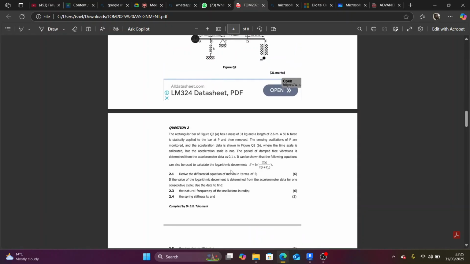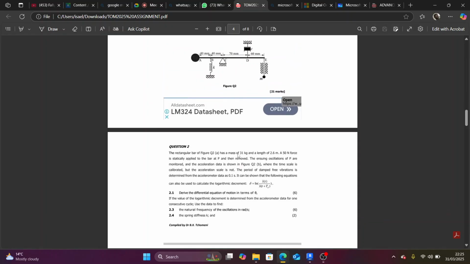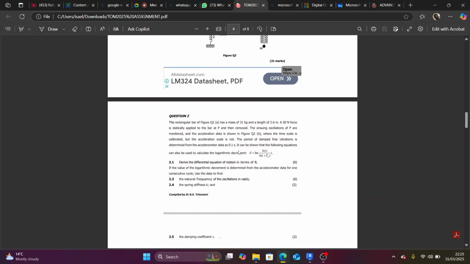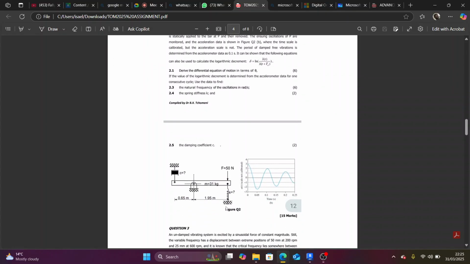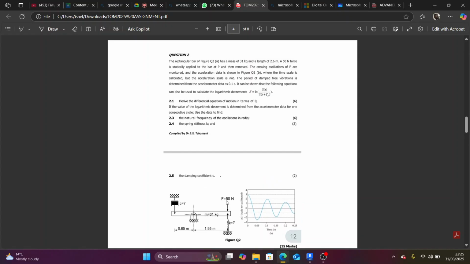You just keep the concept in mind that when you have a mass, you do have moment of inertia. Okay. A 50 Newton force statically applied at point P. Where's point P? At the bar at P. Where is P? Do you guys see P? It's at the end, sir. There where the 50 is applied. Okay, we guess it's there.